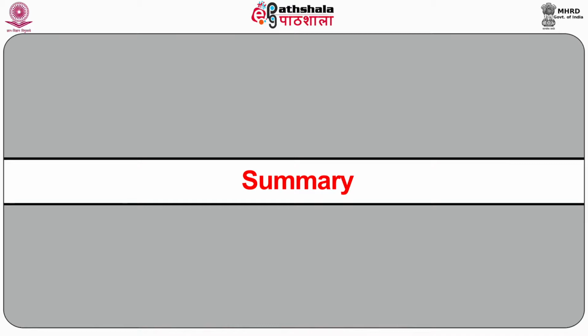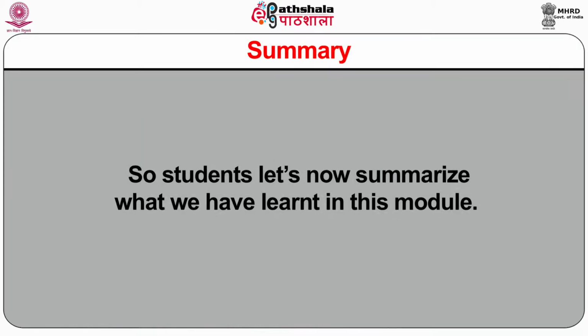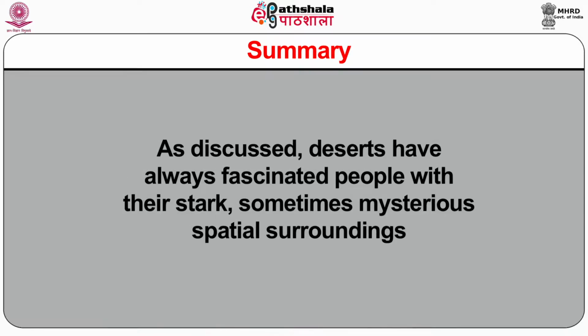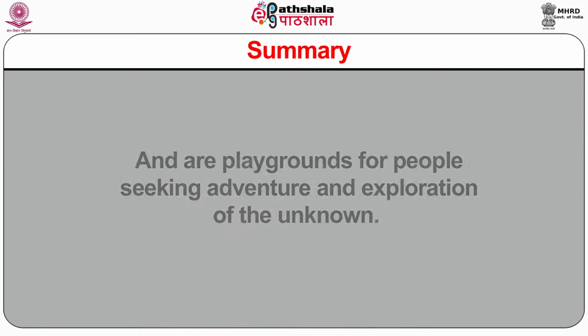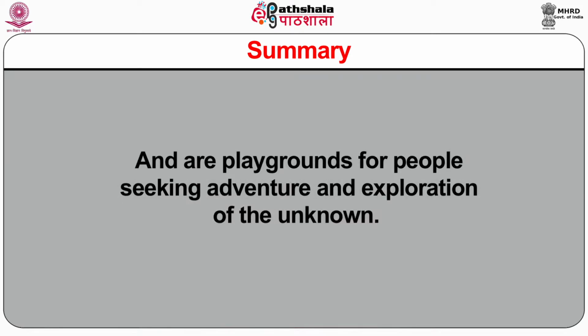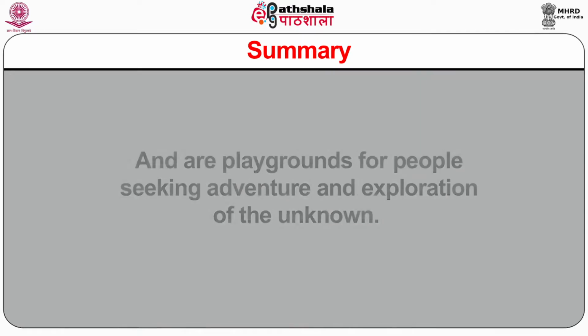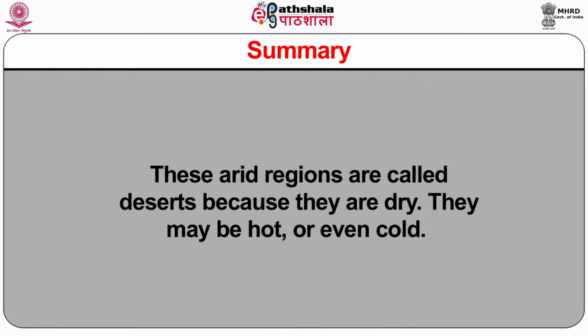Summary. So students, let's now summarize what we have learnt in this module. As discussed, deserts have always fascinated people with their spark, sometimes mysterious spatial surroundings and playgrounds for people seeking adventures and exploration of the unknown. These arid regions are called deserts because they are dry. They may be hot or even cold. They may be regions of sand or vast areas of rocks and gravel spattered with bushes, scrubs and an occasional oasis. But one thing that remains essential is that deserts are always dry.